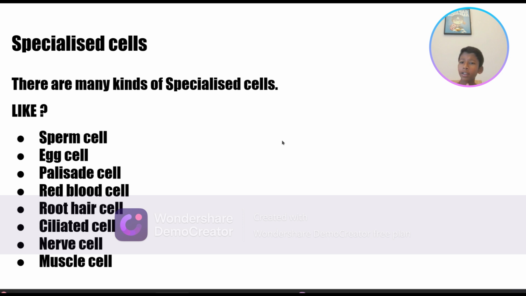Now let's go to specialized cells. Specialized cells are many kinds of cells, like sperm cell, egg cell, palisade cell, red blood cell, root hair cell, ciliated cell, nerve cell, and muscle cell. You guys know that the nerve cell is found all around the body. Same with the red blood cell. It flows fast through the veins, all kinds of blood vessels.